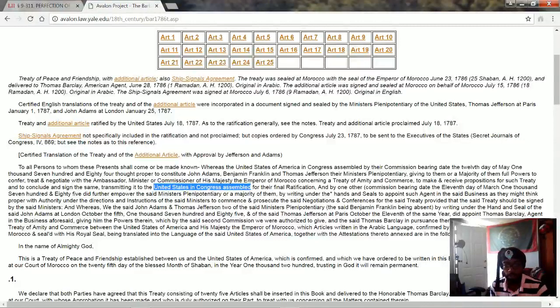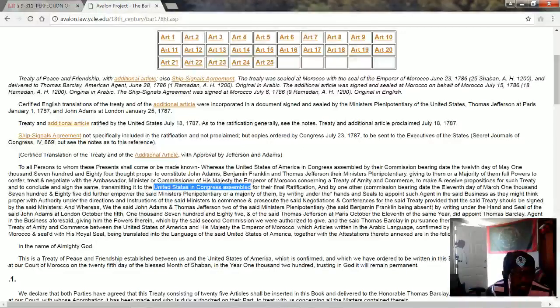And by one other commission bearing date the 11th day of March, 1785, did further empower the said ministers plenipotentiary, or a majority of them, by writing under their hands and seal to appoint such agent in the said business as they might think proper, with authority under the directions and instructions of the said ministers, to commence and prosecute the said negotiations and conferences for the said treaty.